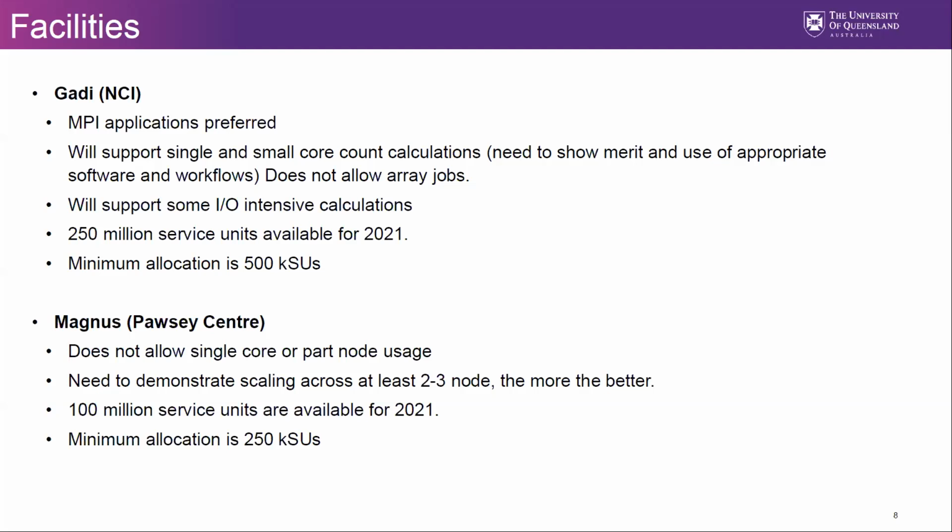Magnus does not allow single core or part node usage. So if you put that in, that's a big problem already, and every year there are people who do that. You need to demonstrate that you can scale at least over 2, 3, if not more cores. That's the absolute bare minimum that you need to show. The more, the better, basically. They've got 100 million service units, and the minimum allocation is 250,000.